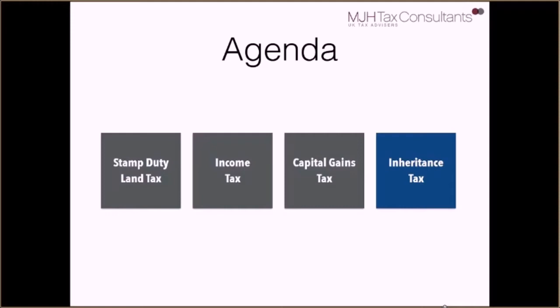So if you die with UK property, you will not pay any capital gains tax. There'll be an uplift to what's called the probate value, so the value of the property on the date of death. So no capital gains tax, but instead there will be inheritance tax potentially.